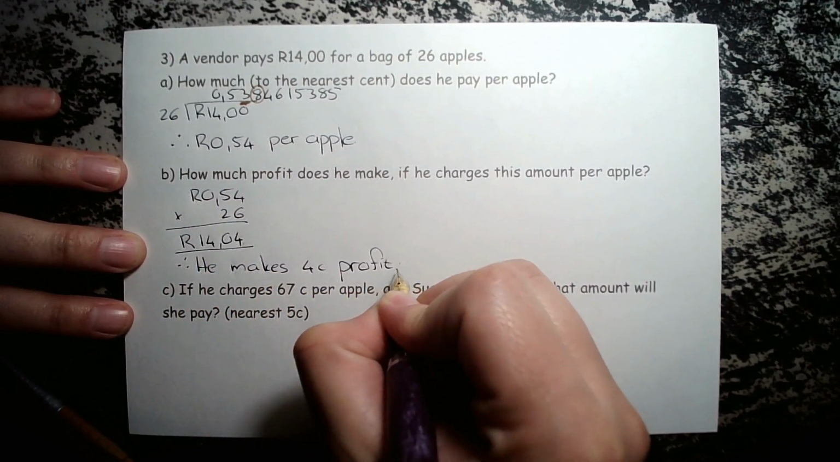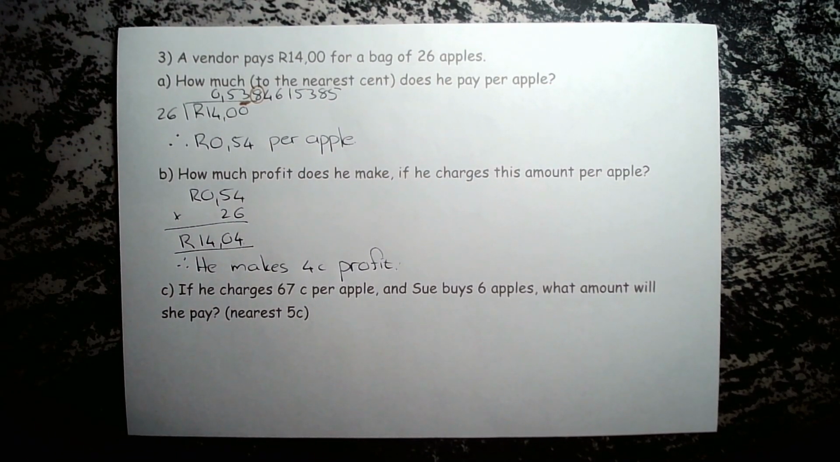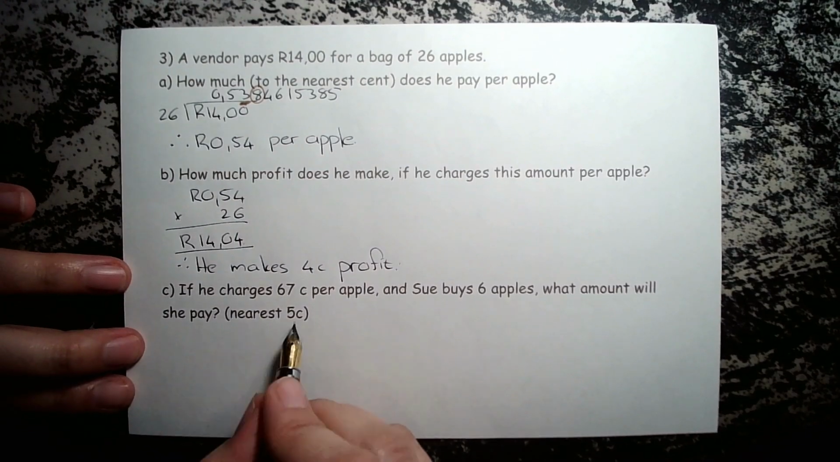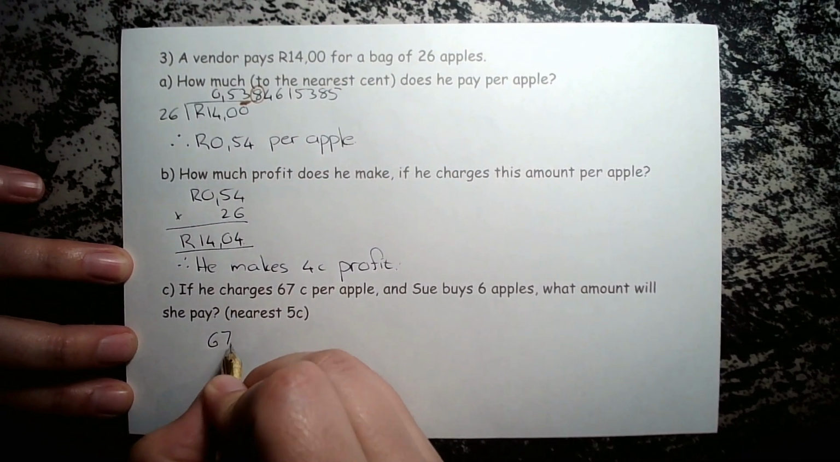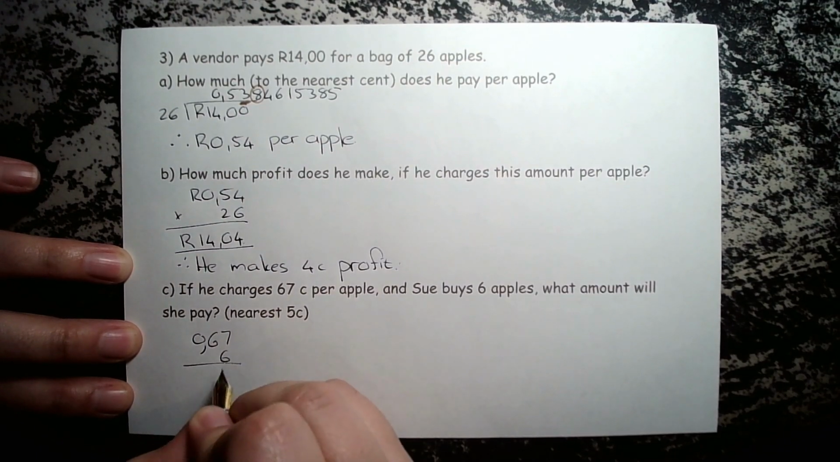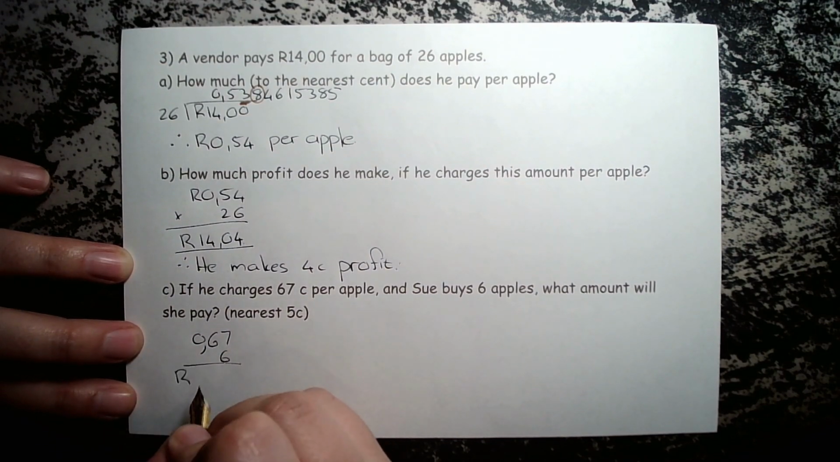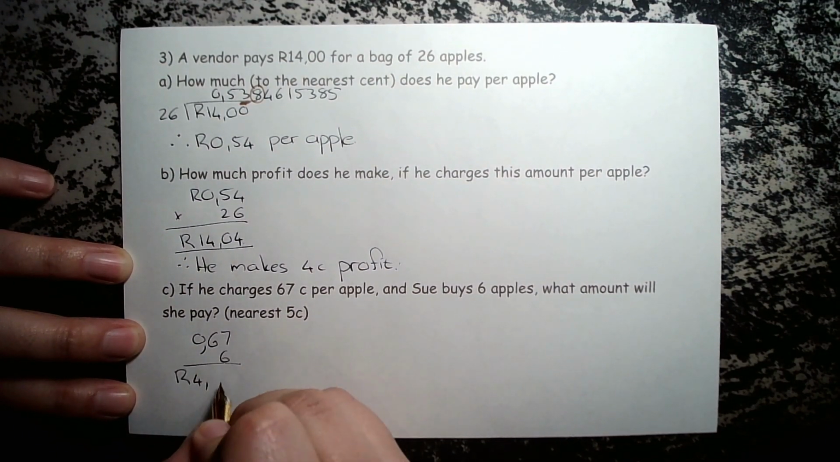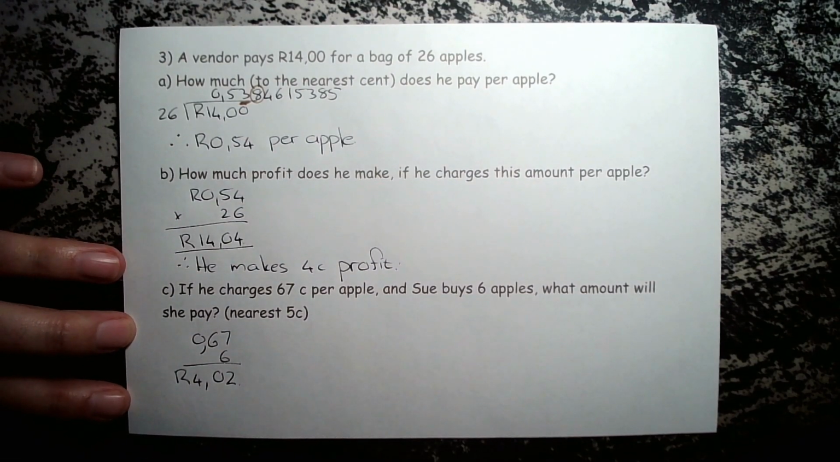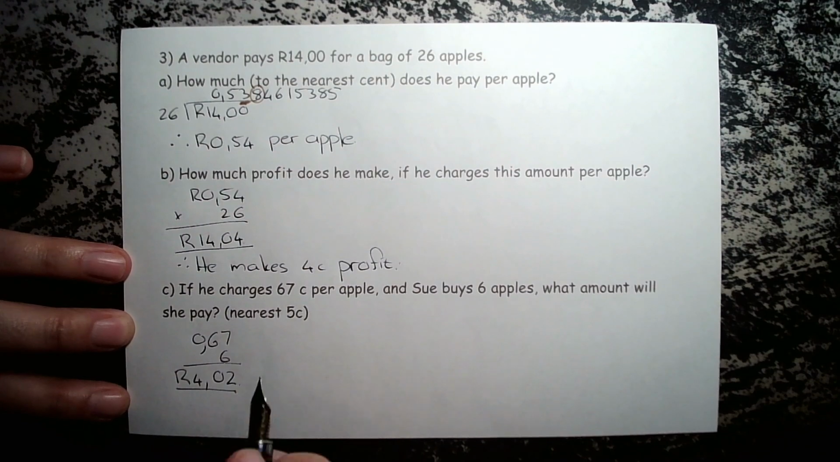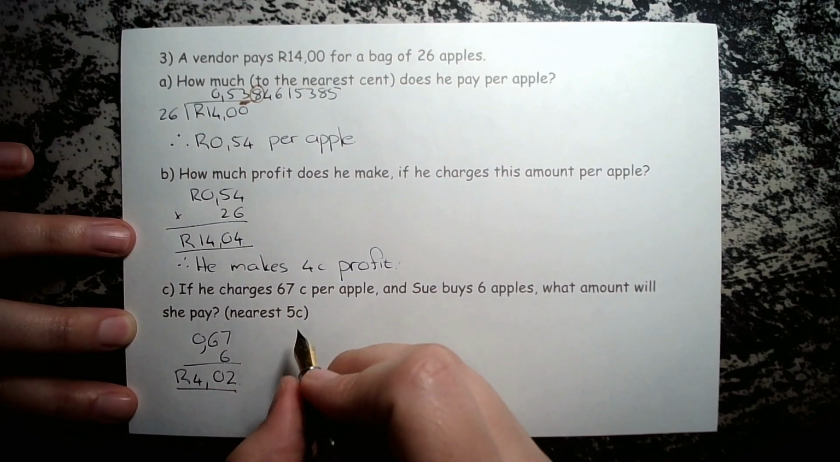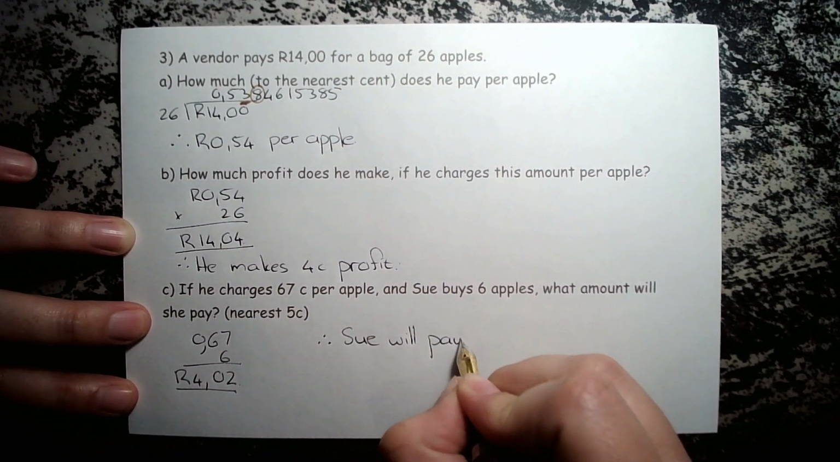4 cents of profit. If he charges 67 cents per apple, and Sue buys 6 apples, what amount will she pay rounded off to the nearest 5? So I'll get to this part just now. We take the 67 cents, multiply that by the 6, and we get that she pays 4 rand and 2 cents. Round off to the nearest 5 cents. 2 is closer to 0 than it is to 5, and so therefore Sue will pay 4 rand.